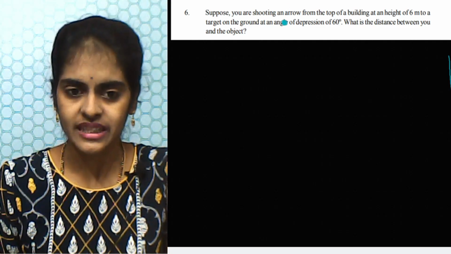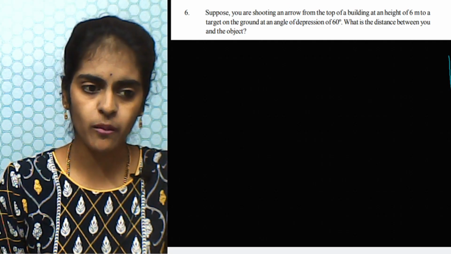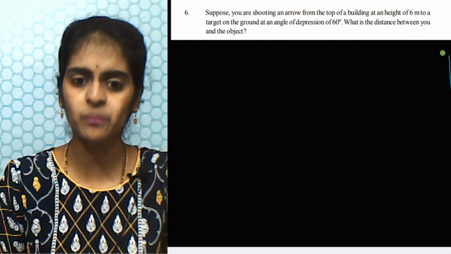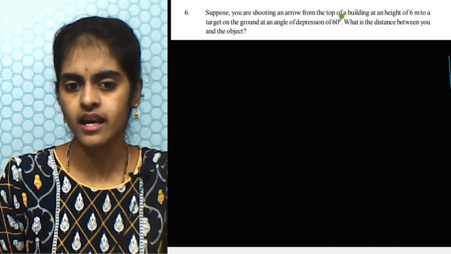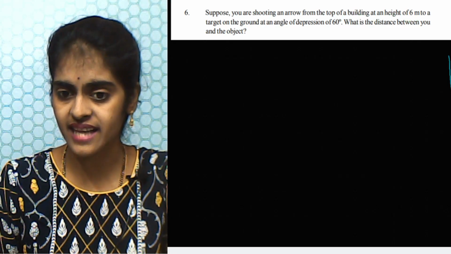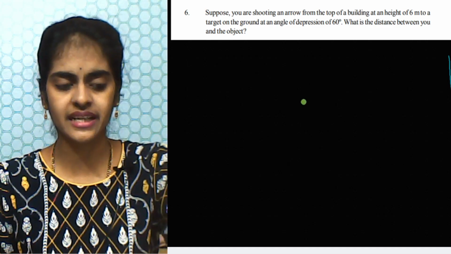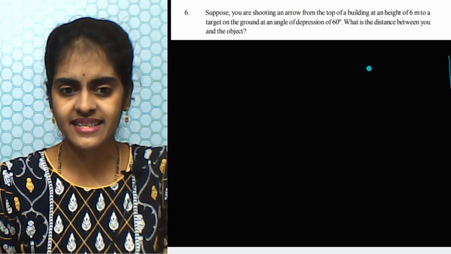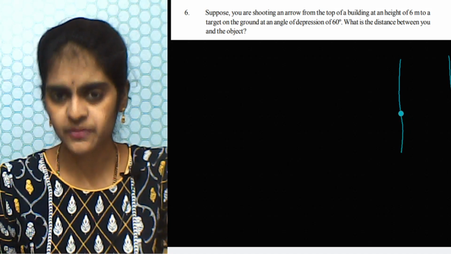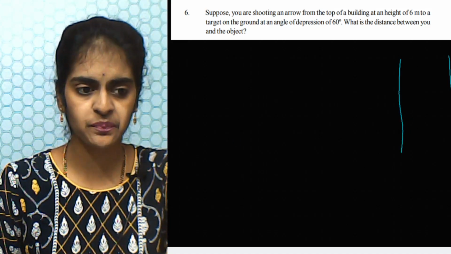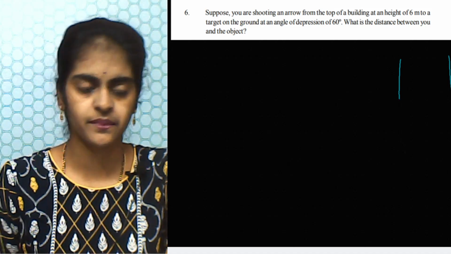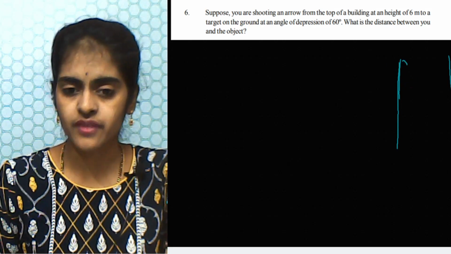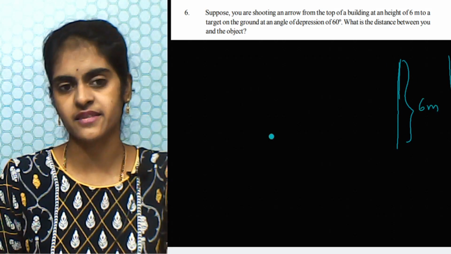So from the top of a building, you are shooting an arrow. From this point you are shooting an arrow and the height of the building is 6 meters. Top of a building at a height 6 meters. So this height is 6 meters. So the building height is 6 meters. So let us draw it now. Suppose this is the building. You have to draw it as a vertical line. So the height of the building is 6 meters. So this is 6 meters, right?